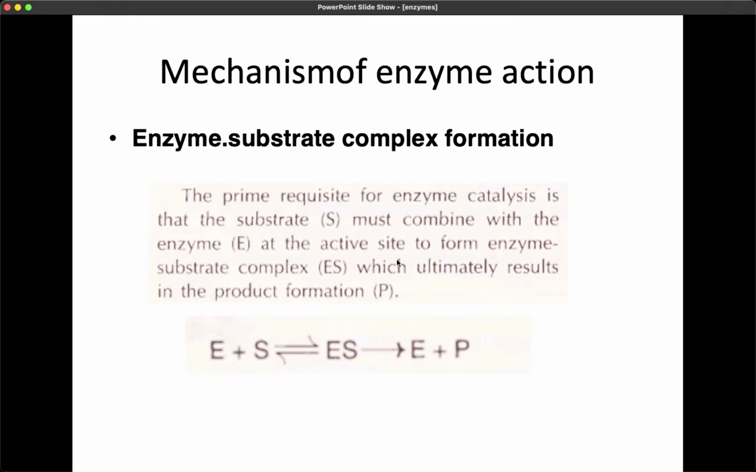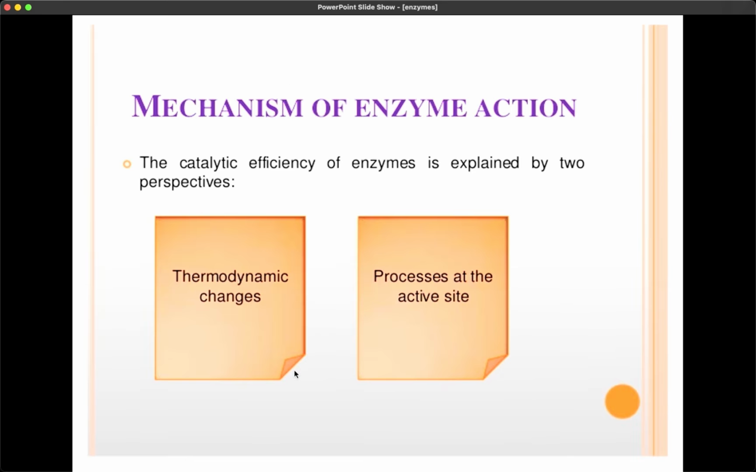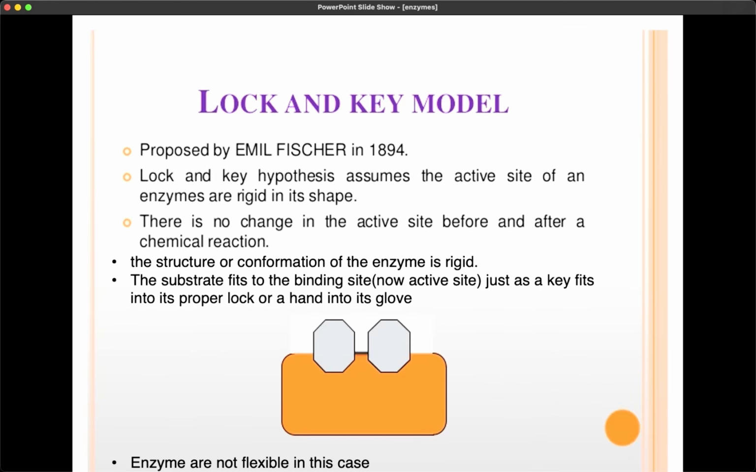Okay, so this is the basic enzyme substrate complex formation, and the efficiency of the enzymes is dependent on the thermodynamic changes and the process at the active sites. Now, this is one model of enzyme action. This is proposed by Emil Fischer in 1894, and it's called the lock and key model. As the name suggests, just as a lock has its own key, the enzyme has its specific substrate.